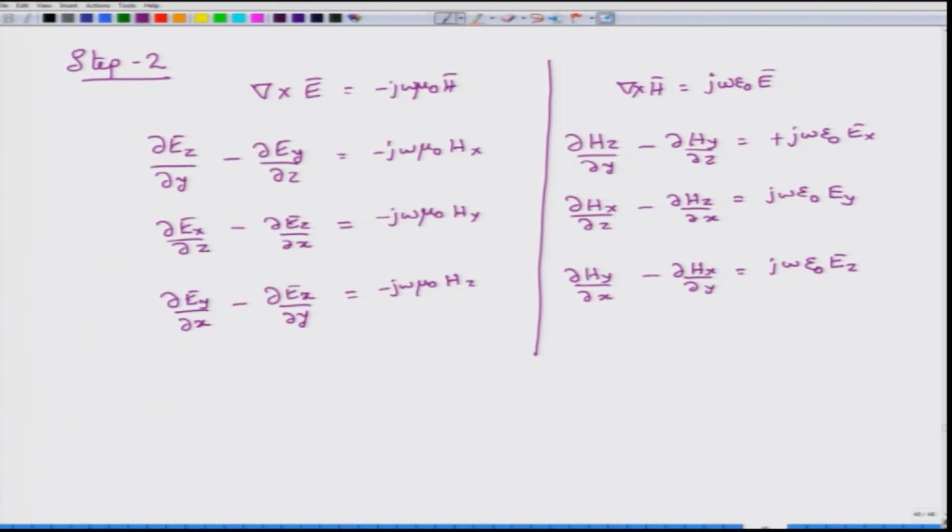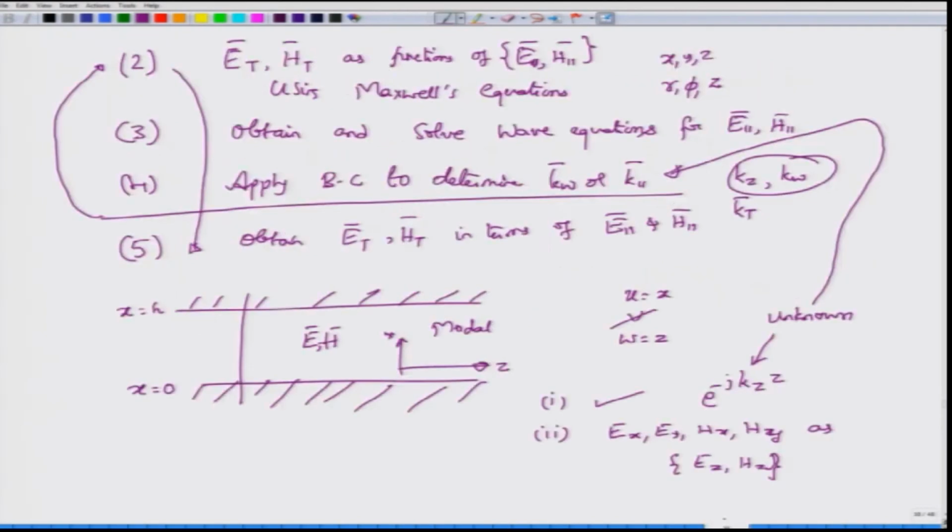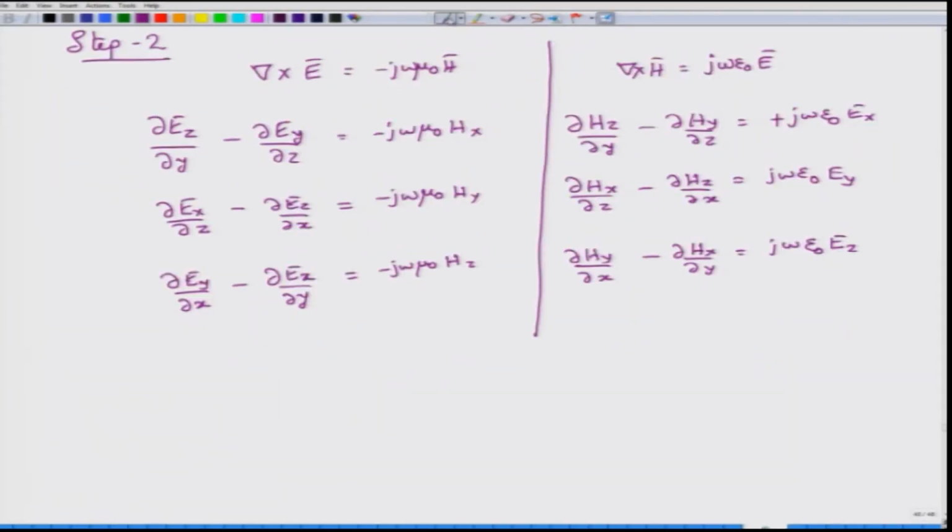Now, let me just go back to the equation. We are still in step 2, where we had these transverse components, that is Ex, Ey, Hx and Hy, and we need to express them as functions of Ez and Hz. So, we are still in the second step itself, for which we actually have this set of equations written already.